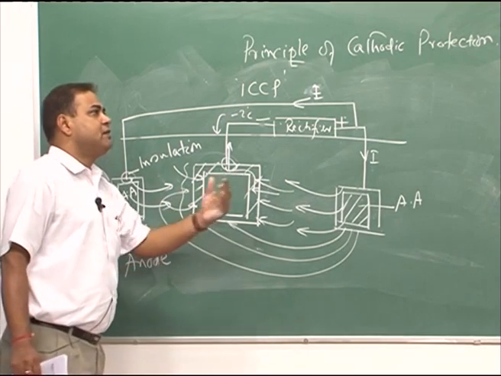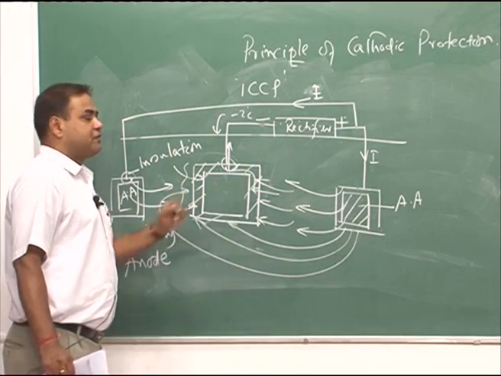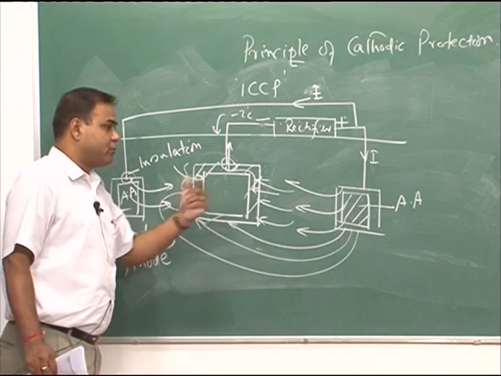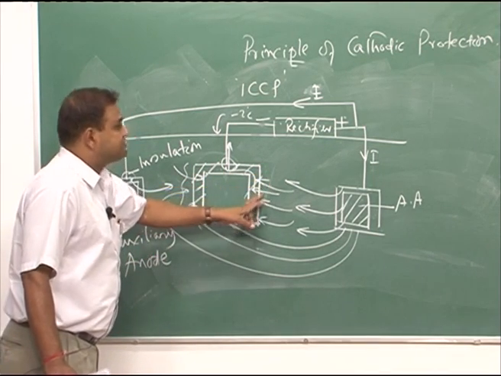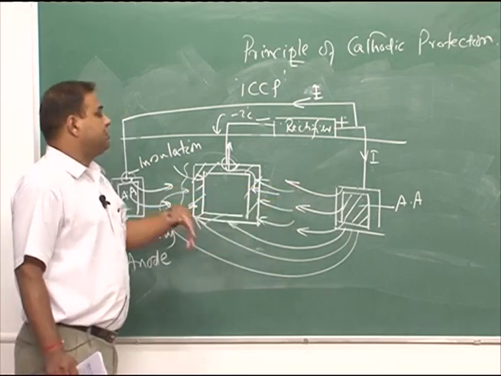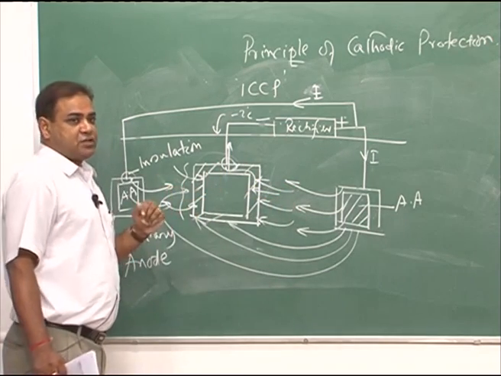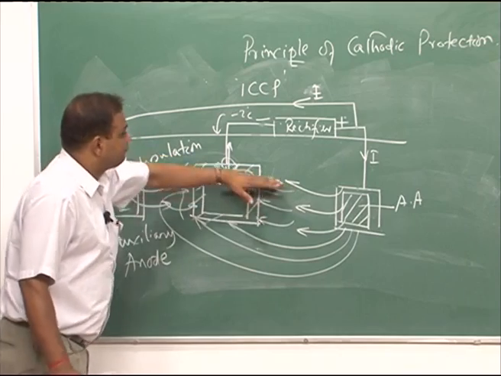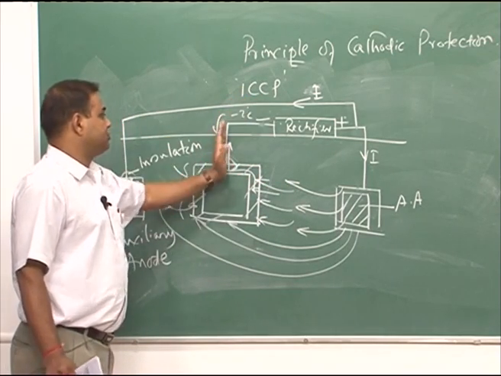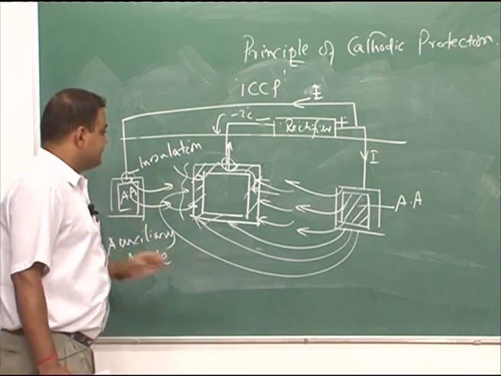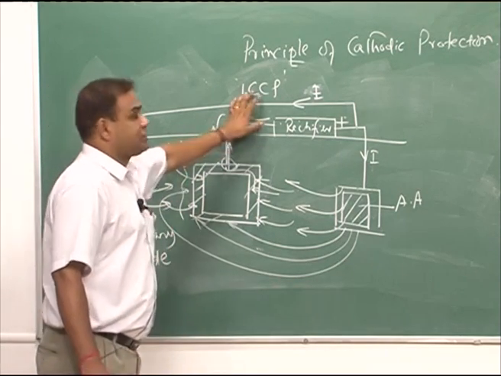There could be several local cells formed on the surface, which can be cathodic or anodic. Now, whatever anodic reactions are happening, this current should cover those anodic reactions, so that all the time the current will flow into the system and go out through this electrode, through this connecting rod. This is called impressed current cathodic protection.